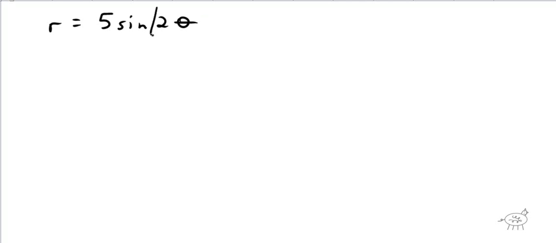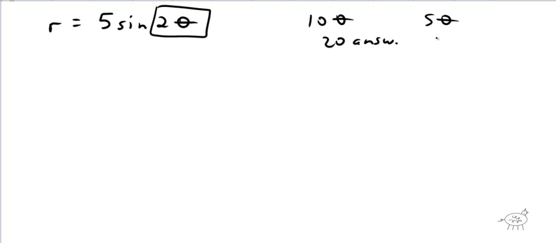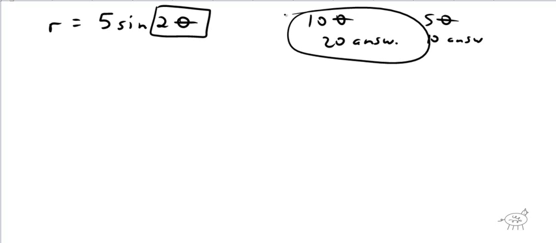You just have to remember, when you have a 2 theta here, or let's just say it's 10 theta, I know I'm going to have 20 answers. Okay? If it's 5 theta, I'm going to have 10 answers. So it's always double the number. All right? Not number of petals. Don't get that confused. Okay? This 10 theta means I have 20 petals. This 5 theta means I have 5 petals. An odd number is the same number of petals. An even number is double. Okay? So, anyway, let's go back to our problem here.